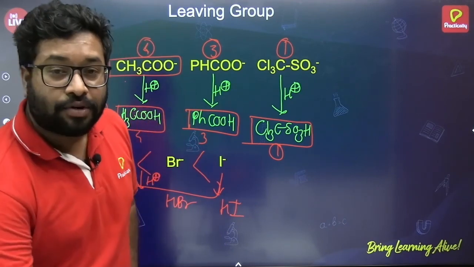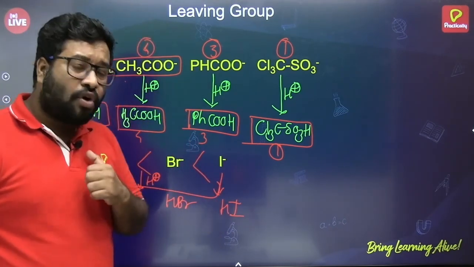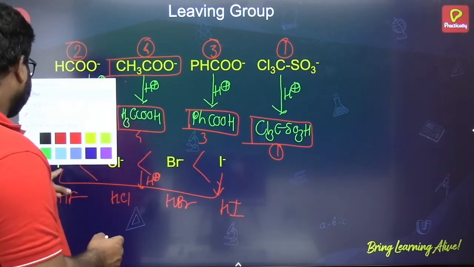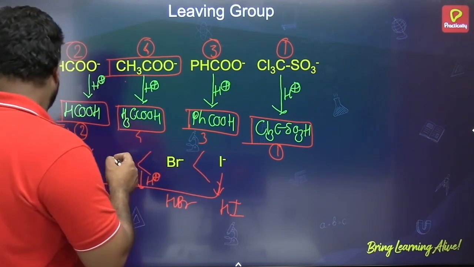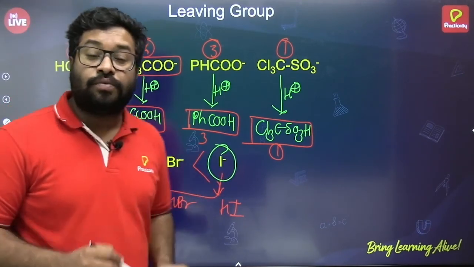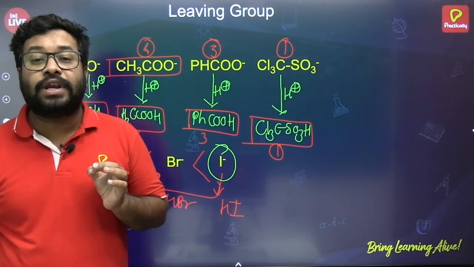Now one more thing I wanted to highlight is that you may have observed that I minus is a good leaving group as well as a good nucleophile.